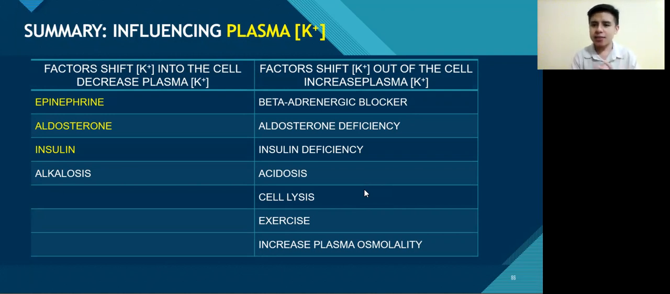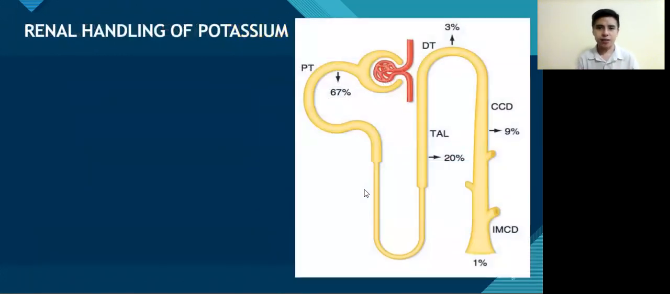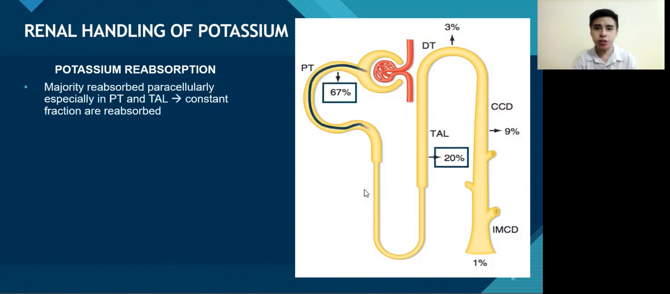But the other mechanism of regulating your plasma potassium is through the kidneys, and this is now a more important issue for us. How is the kidney able to regulate potassium? For reabsorption, this picture shows that there is reabsorption in the proximal tubule as well as the thick ascending limb, and it's constant. Like your sodium and water, there's a constant reabsorption of potassium in these two segments.